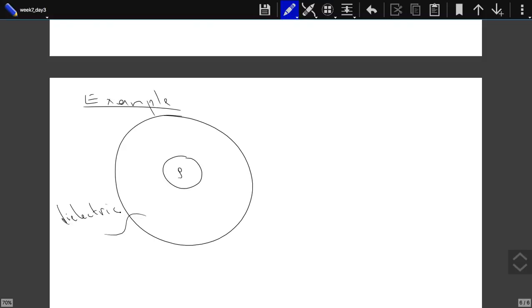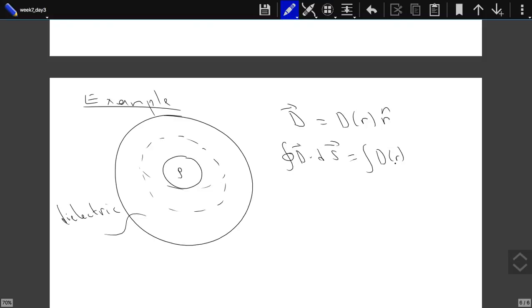Well, the idea is basically the same. First of all, the problem is quite symmetric. Since the problem is quite symmetric, the displacement field has to be radial. It has to have this form, because nothing changes if you rotate our system around the center. So D dot dS, if we integrate it around any spherical surface, will be just D(r). The surface element is just r. Let's say the radius is r.